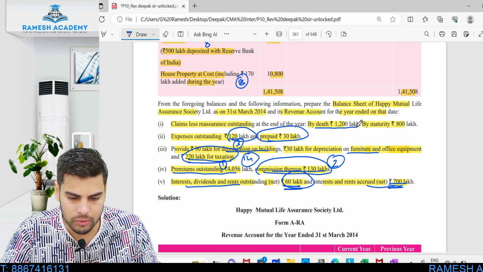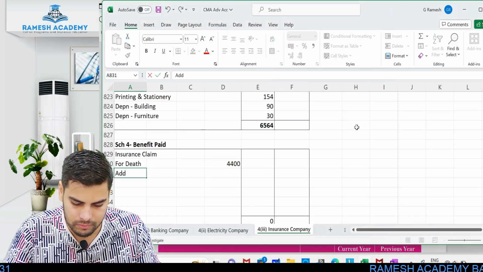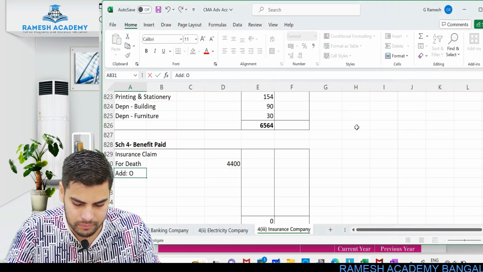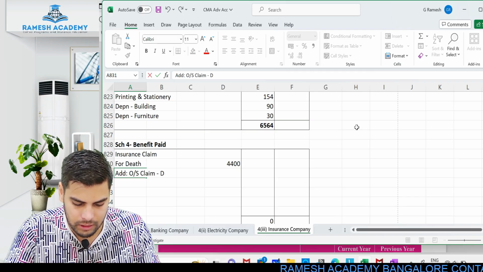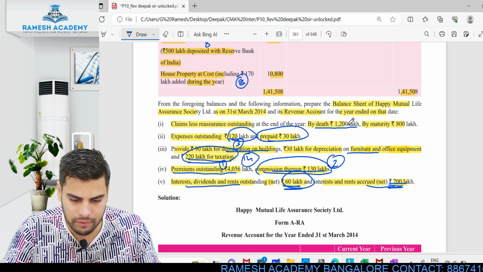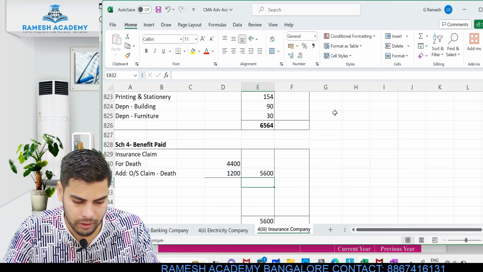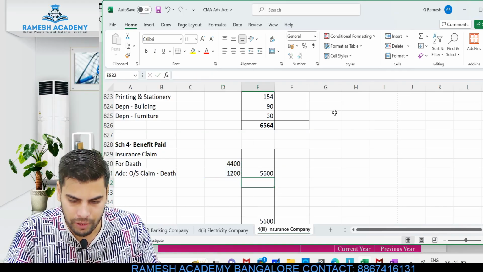So along with this particular 4400, you will be adding the outstanding claim with respect to death. How much is the outstanding claim? In the adjustment, they have clearly given 1200. So the total amount which I need to pay in the form of benefit would be 5600.